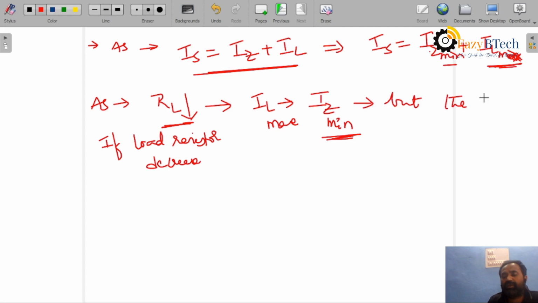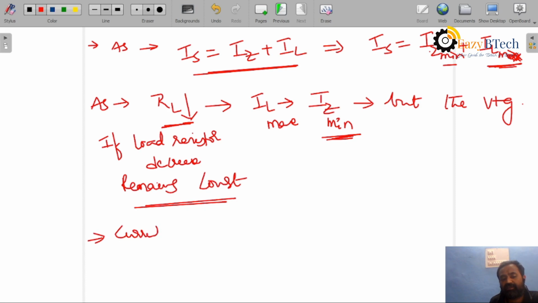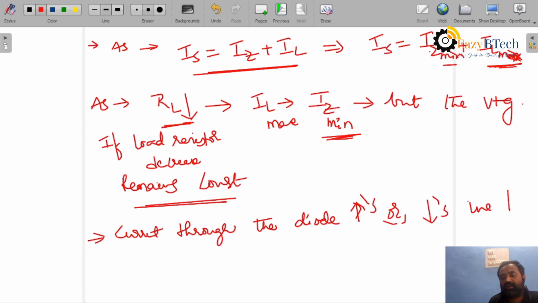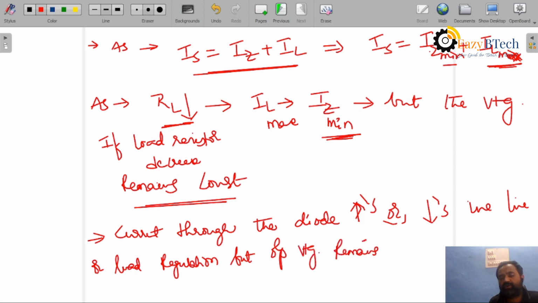But the voltage remains constant. Here you can clearly understand that the current through the diode increases or decreases in line or load regulation, but the output voltage remains constant. This is the line and load regulation of a Zener diode.